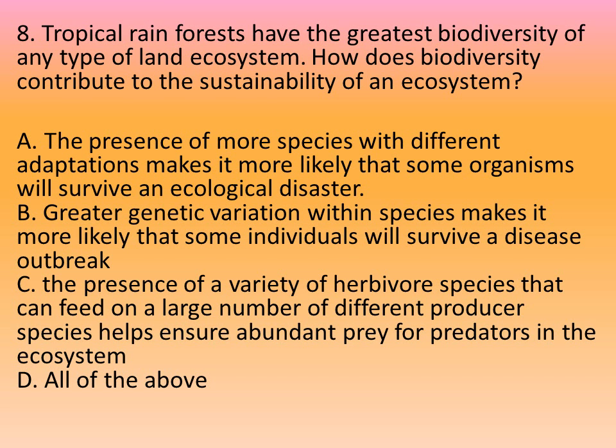Number 8. Tropical rainforests have the greatest biodiversity of any type of land ecosystem. How does biodiversity contribute to the sustainability of an ecosystem? A, the presence of more species with different adaptations makes it more likely that some organisms will survive an ecological disaster. B, greater genetic variation within species makes it more likely that some individuals will survive a disease outbreak. C, the presence of a variety of herbivore species that can feed on a large number of different producer species helps ensure abundant prey for predators in the ecosystem. D, all of the above.